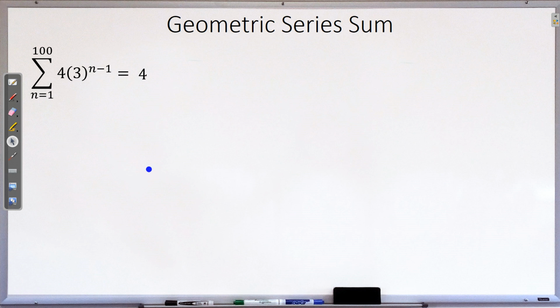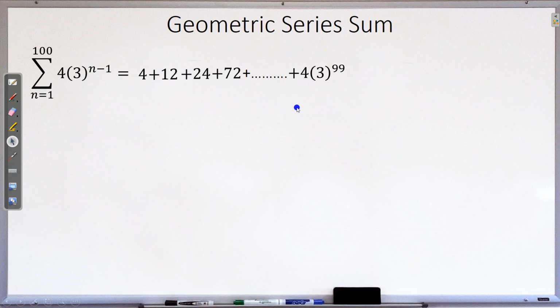So the first term is 4 because n is 1, and 1 minus 1 is 0, 3 to the power of 0 is 1, and 4 times 1 gives us 4. Then n becomes 2, so 4 times 3 to the first is 12. Then we're just multiplying by 3 over and over again, our common ratio. So 12 times 3 is 36, 36 times 3 is 108, and so on and so forth.